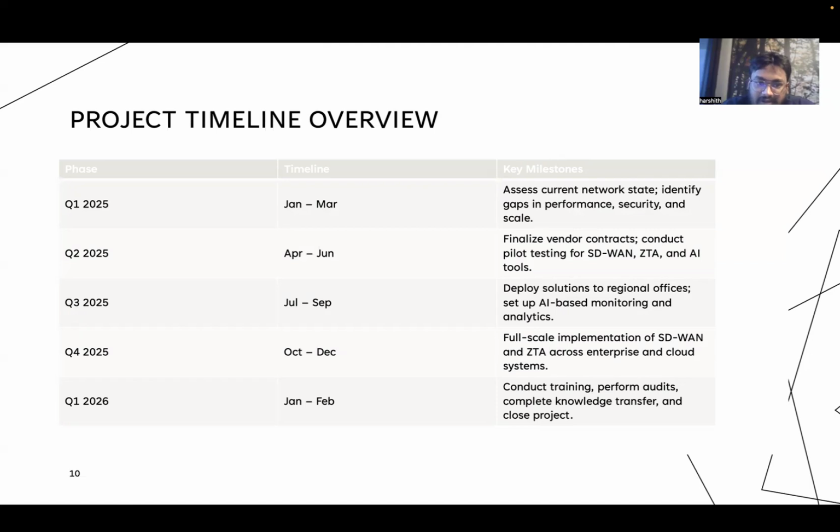Coming to Q3, we will have regional office deployment and AI monitoring setup. And finally, coming to Q4, we fully roll out SD-WAN and Zero Trust. And at the last step in Q1 2026, we will train staff, transfer knowledge, conduct financial audits, and close the project. Coming to the next slide, it's about our budget.